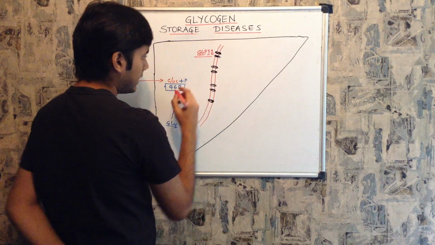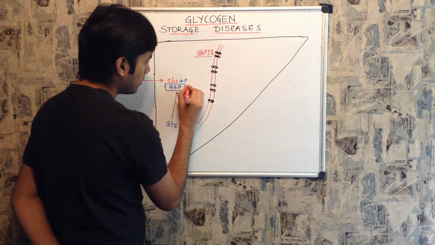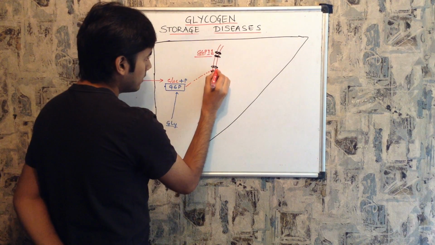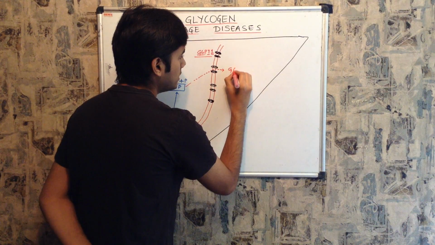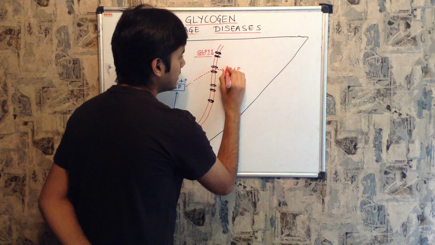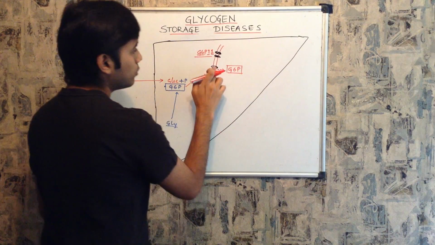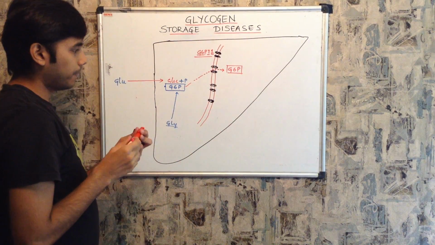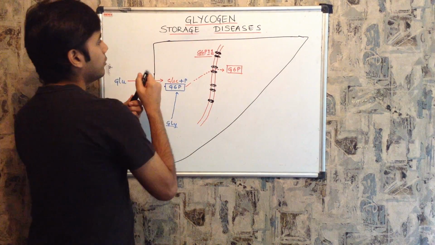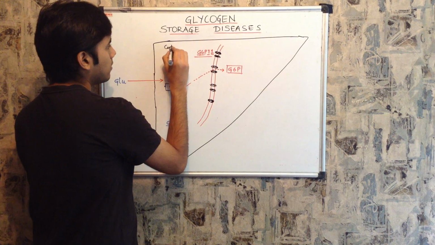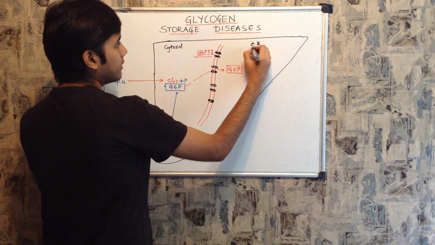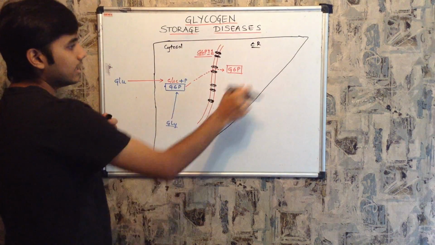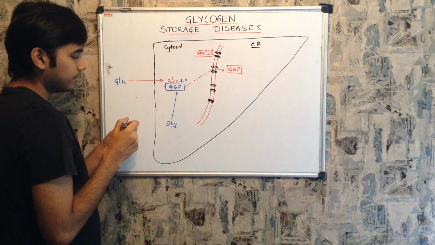So through these transporter proteins, this glucose 6 phosphate enters into the endoplasmic reticulum. This is glucose 6 phosphate which has entered into the endoplasmic reticulum through this transporter protein. As I told you, this is the cytosol and this is the endoplasmic reticulum. We are talking about a single cell in the liver.